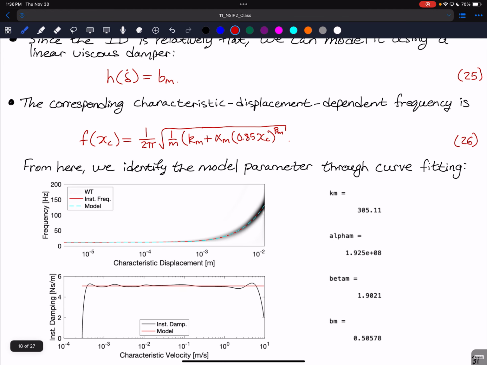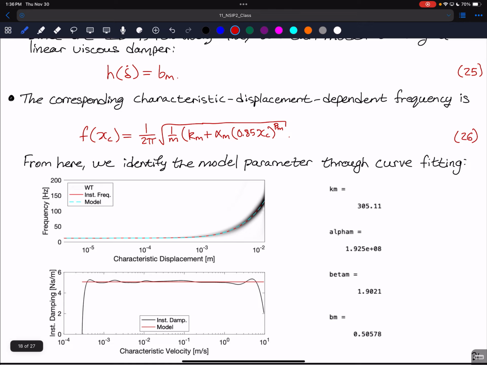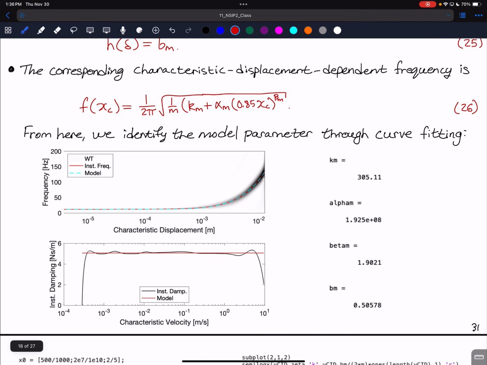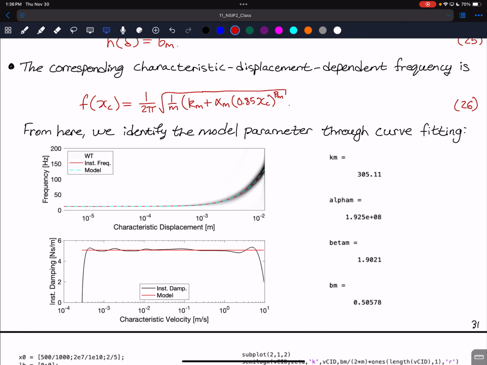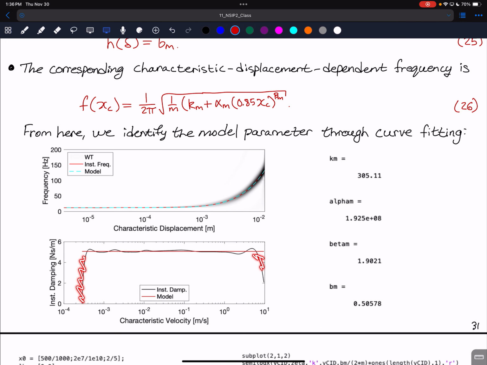Okay, so now that we have these two equations, we can directly do a curve fitting procedure and identify the parameters, which is what I did here. For the damping, it's very flat in the center, so I actually just neglected these end regions and then just computed the mean of that flat portion. For the frequency, I actually did a global optimization using pattern search, which you'll see in the next page.